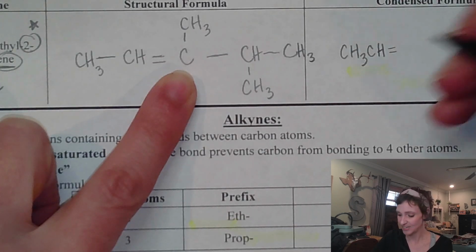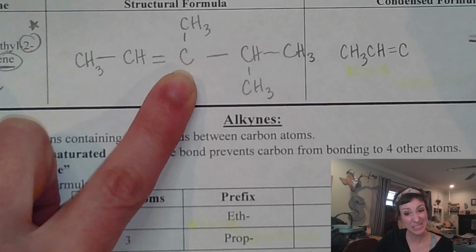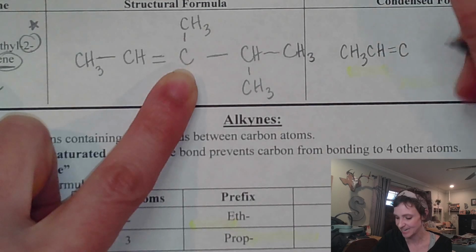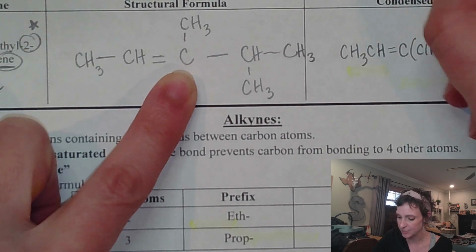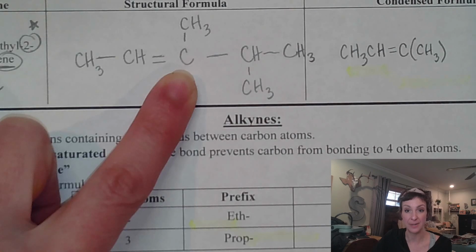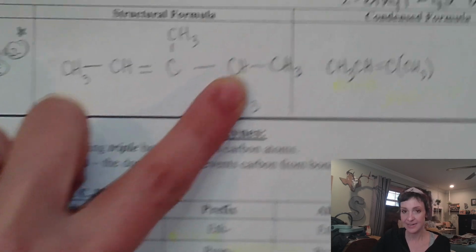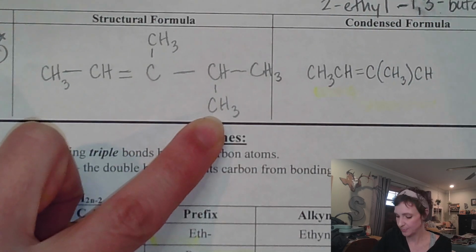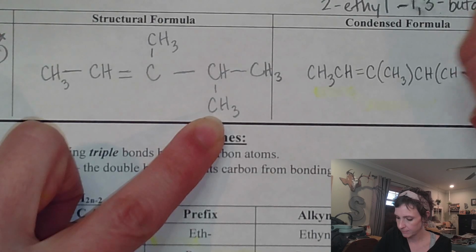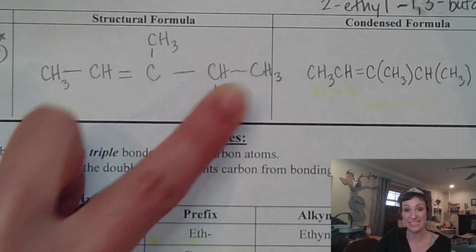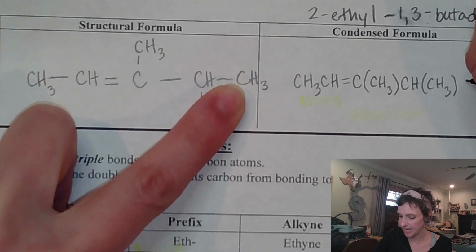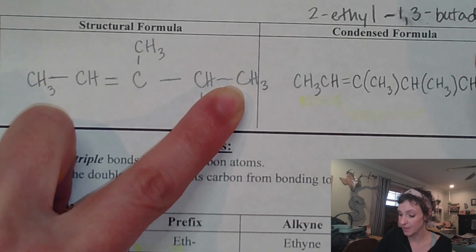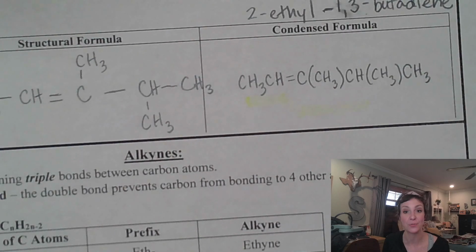Then my next guy is just a C, and he has a branch group attached to him. So to show that attachment, I will put that methyl group in parentheses. Then my next carbon is a CH carbon. He also has a branch group. He's got a methyl group. So I put that methyl group in parentheses. And finally, the very last carbon on the parent chain is a CH3.